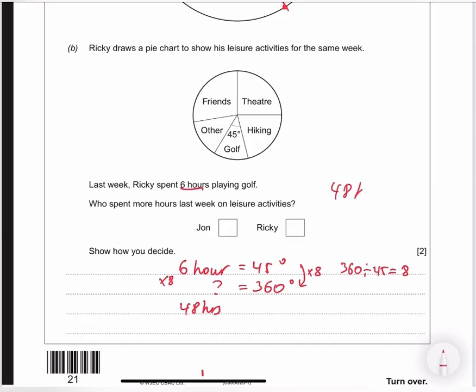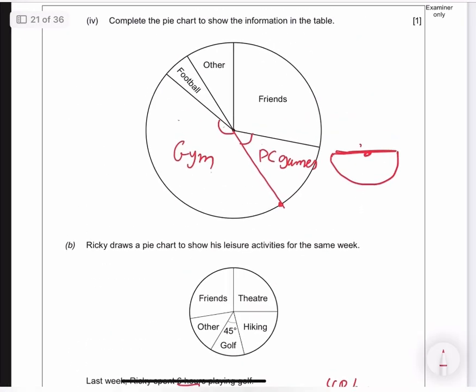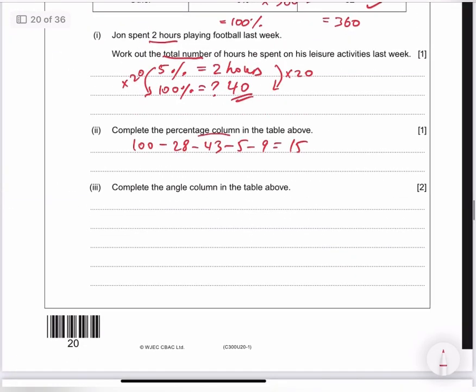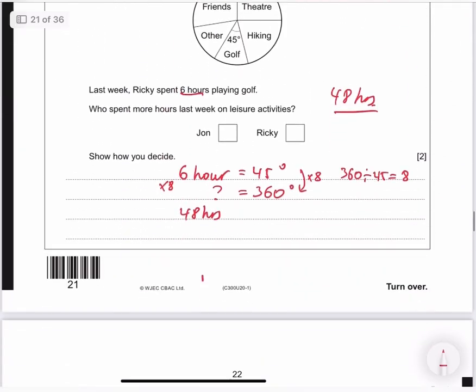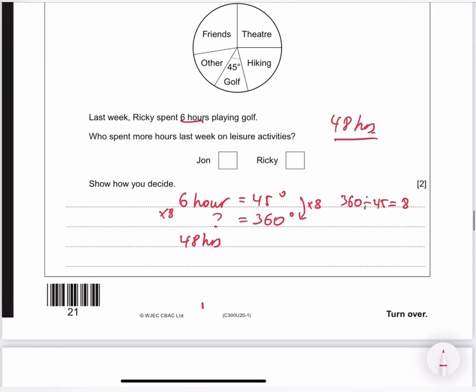Okay, now we just need to compare John's and Ricky's. So Ricky spends 48 hours. Let's go back and see how many hours John spends. Okay, John spends 40 hours. And of course, we're going to put a tick for Ricky because Ricky spends 48 hours compared to John's 40 hours.